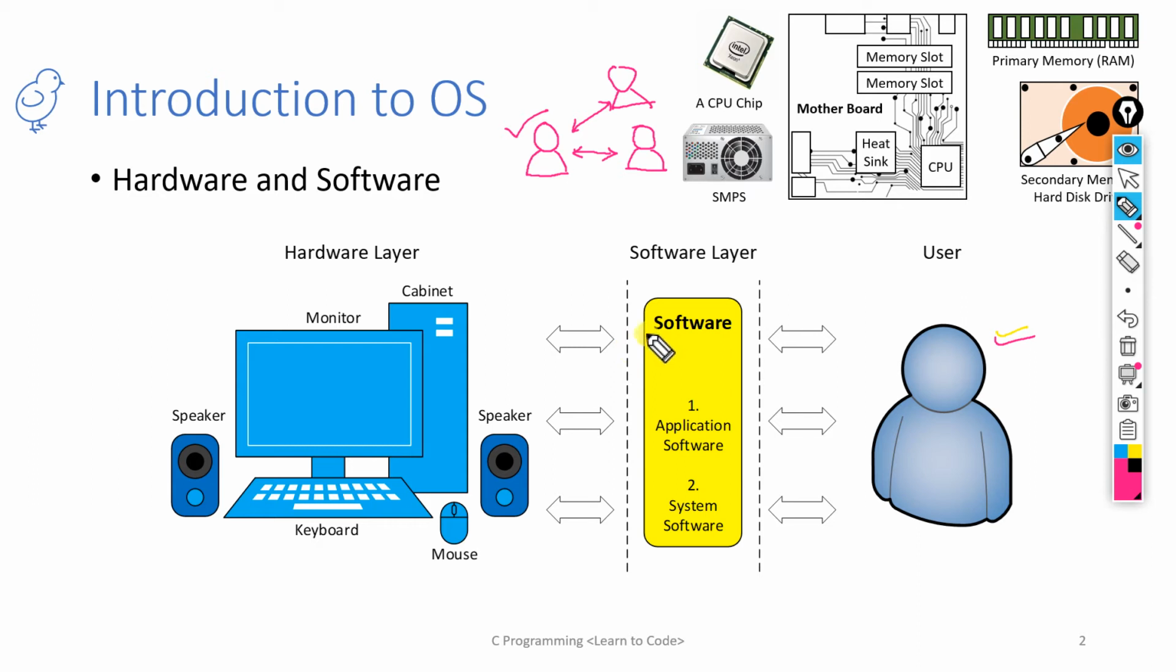After you create a software, it needs to be installed upon the hardware, and the user communicates with the hardware of the system with the help of this software. Generally, software is of two types: one is called application software and the second is called system software. Hope you have a good idea about this particular concept.